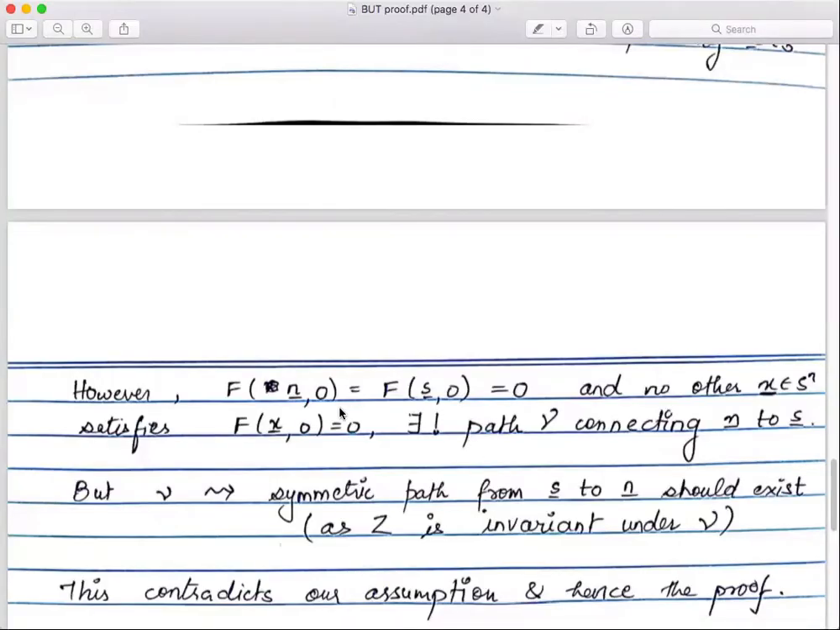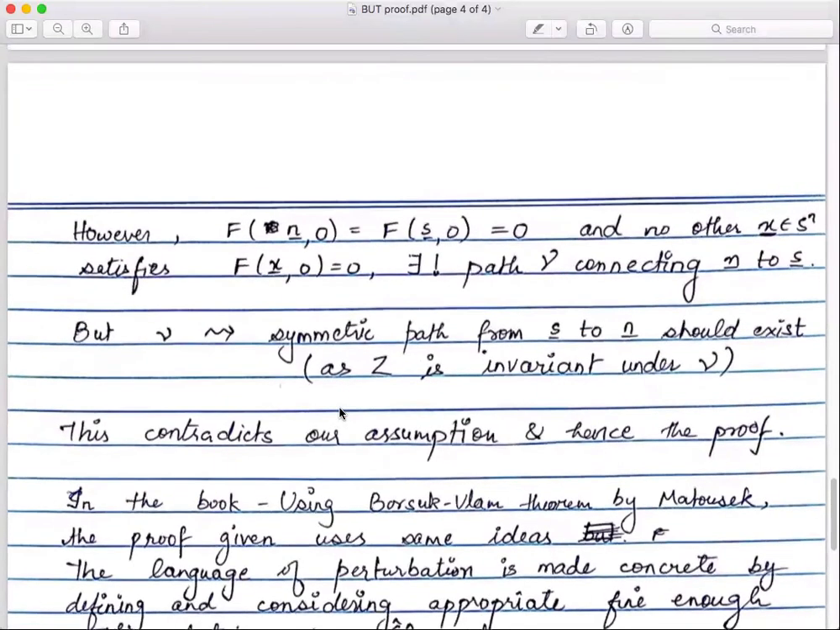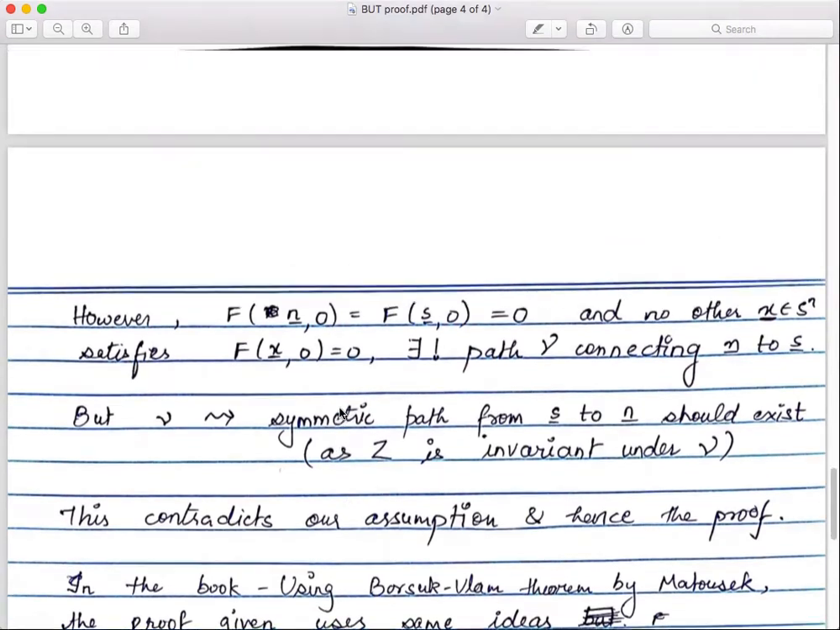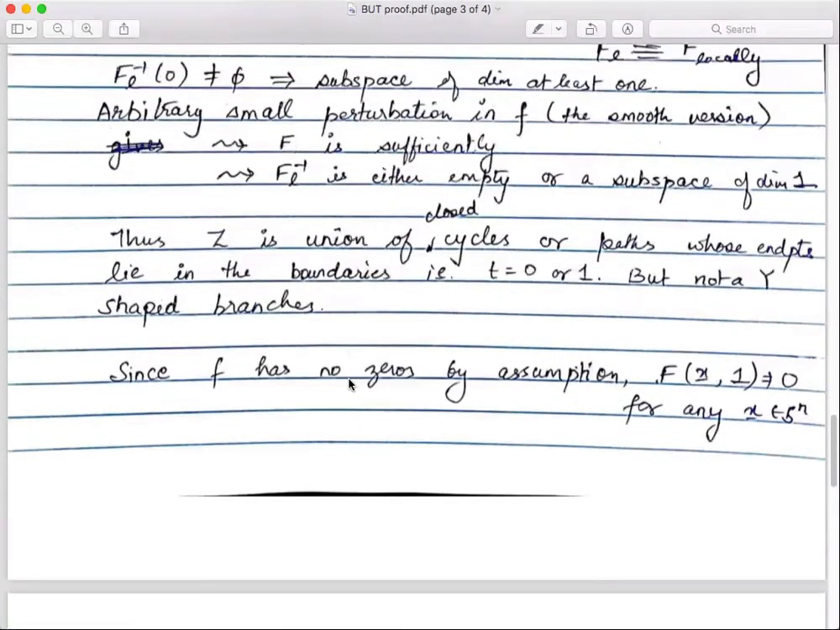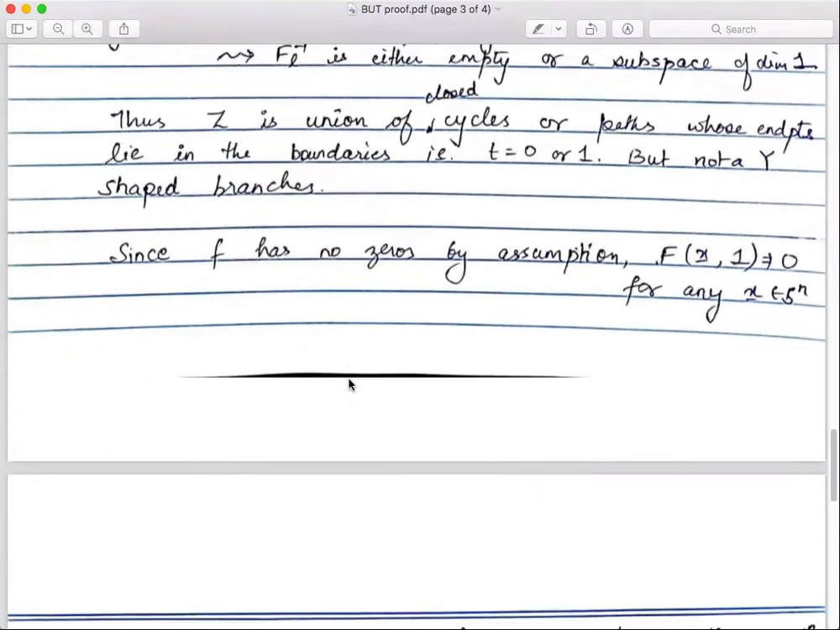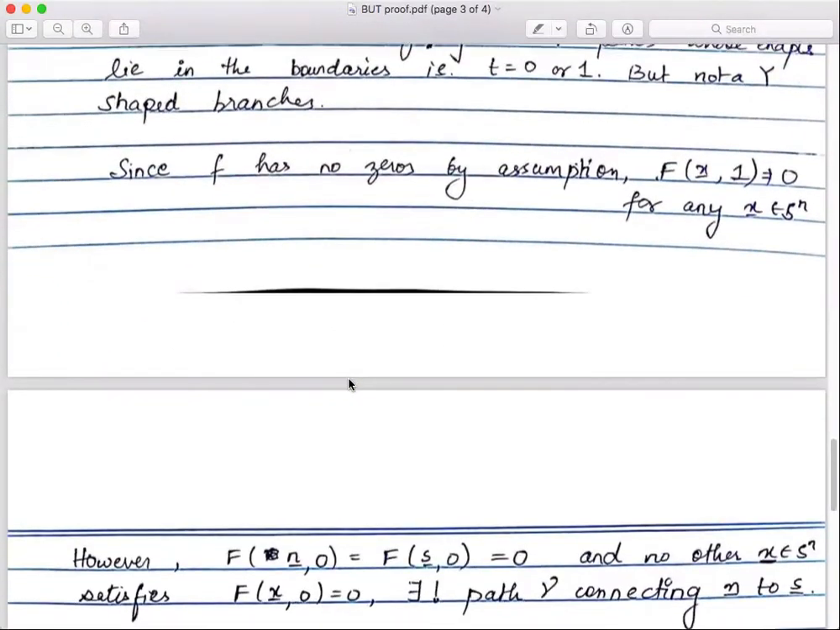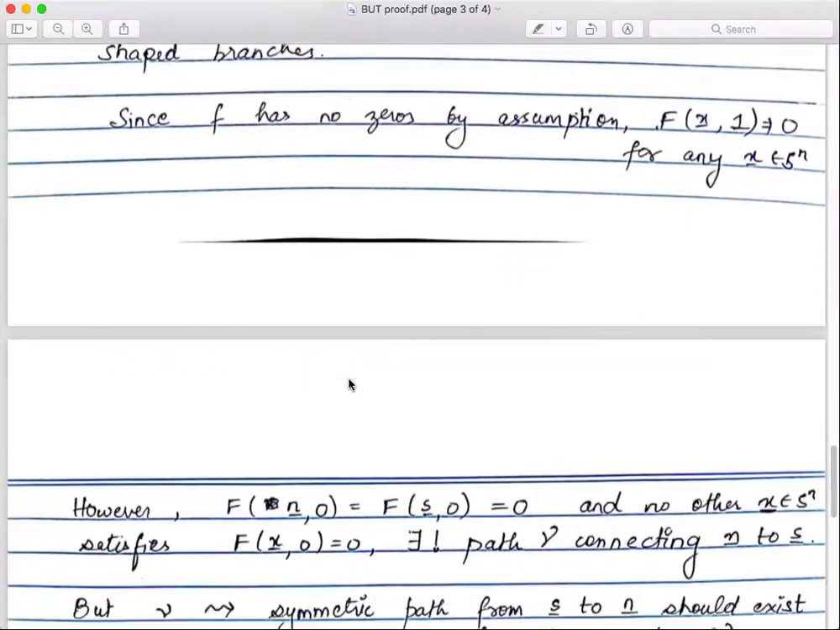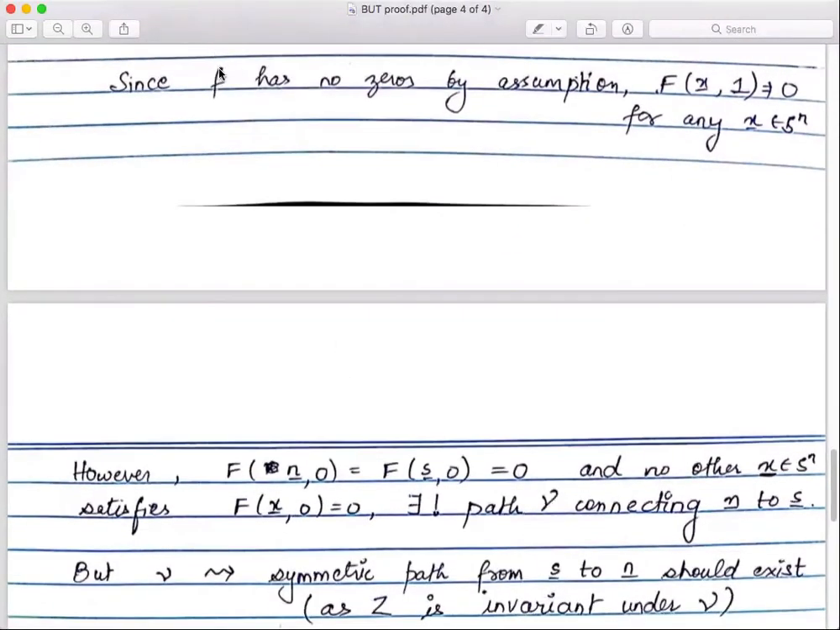If you see the book Using the Borsuk-Ulam Theorem by Matousek, you will notice that this entire proof is given in two parts. First, they do it for F, and then they make it precise by actually showing how this perturbation can be obtained.